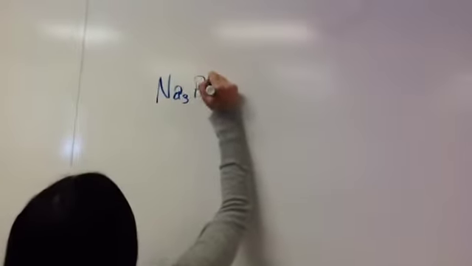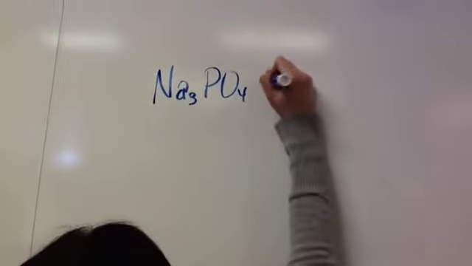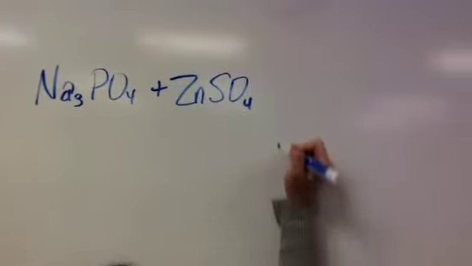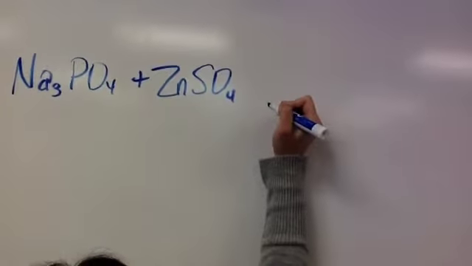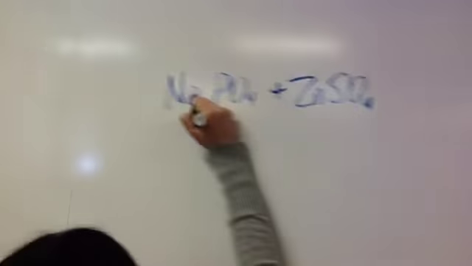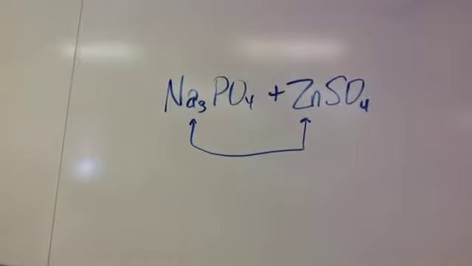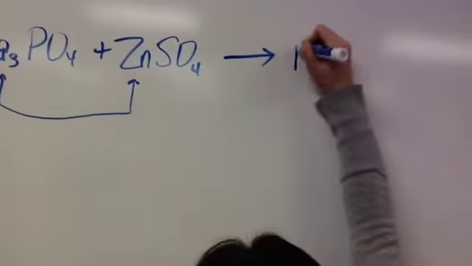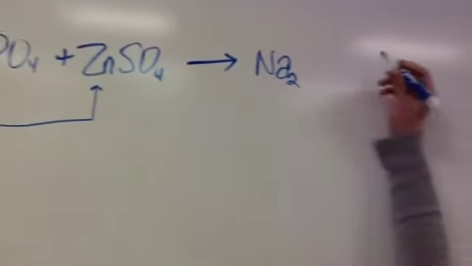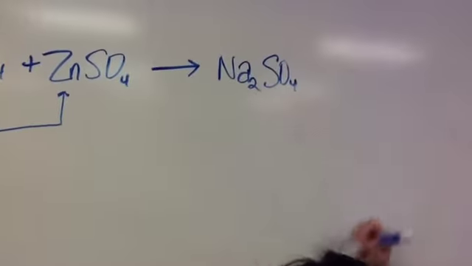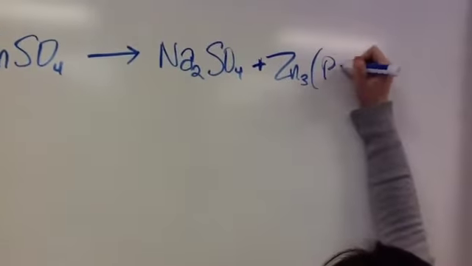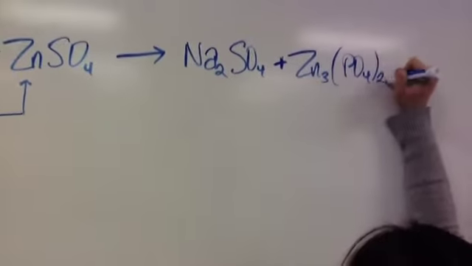For double replacement, we started with the equation Na3PO4 plus ZnSO4. And we'll have to do a crisscross method, but we'll get to that part in a minute. And now to finish the equation, this yields to Na2SO4 plus Zn3(PO4)2.